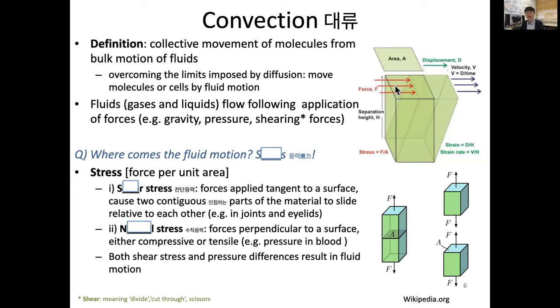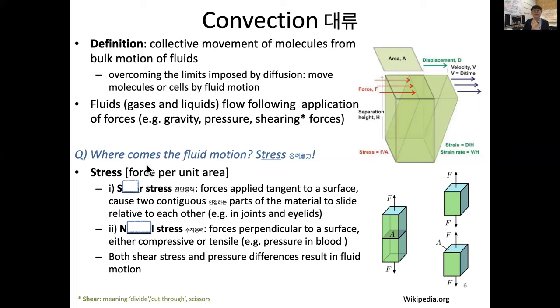So you have the area A, you have a plate, you drag it at a distance D, and the velocity is V. That force is called a shear force, and it can cause this fluid element to deform. This we define as shear stress or shear strain. So where does fluid motion come from, in fact? The fluid motion is coming from these shear forces or stresses. So shear is one side and normal pressure is the other side.